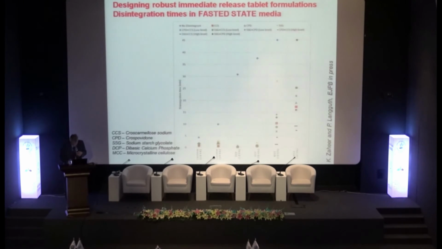So, these are the disintegration times you see here in fasted state media. I should explain a little bit. So this is the dependent variable. Here we have the composition. This is, for example, lactose at 10 kilonewton, at 30 kilonewton. This is DCP at 10 and 30 kilonewton, and this is MCC, 10 and 30 kilonewton.